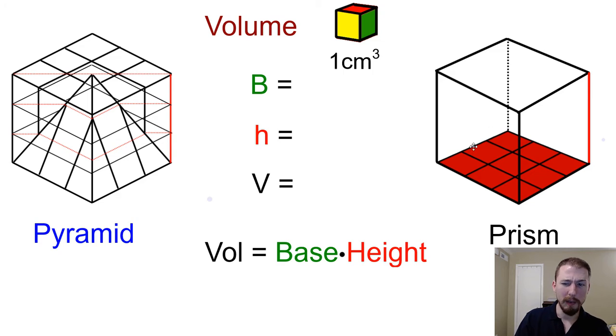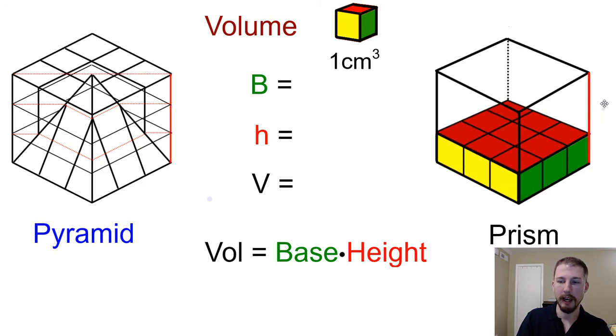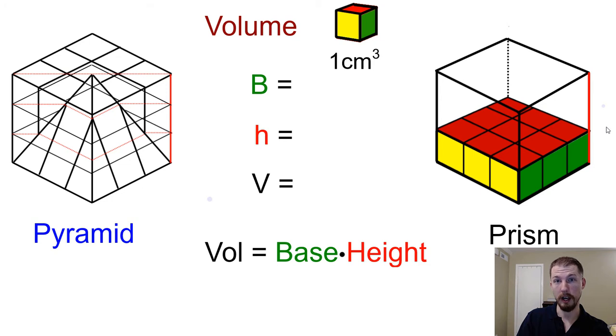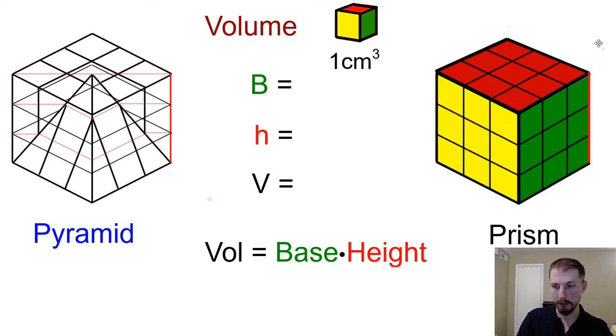So we talk about how we find the volume of a prism by finding the area of the base, which in this case for a Rubik's Cube would be 9. And then every single layer that we add on to that is going to be another layer of 9. So 9 times the number of layers, which would be 3 layers all together, would give us a total volume of 27 cubic centimeters.